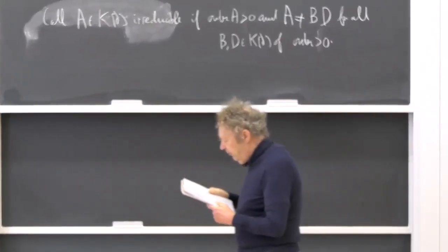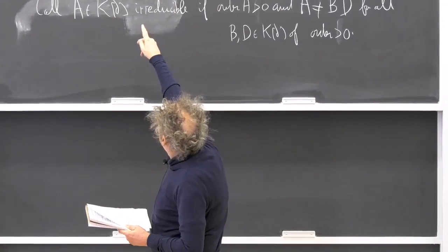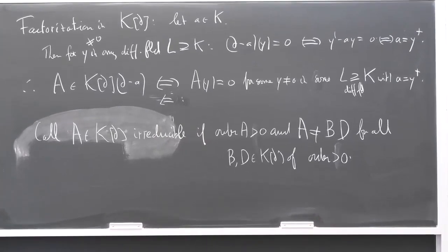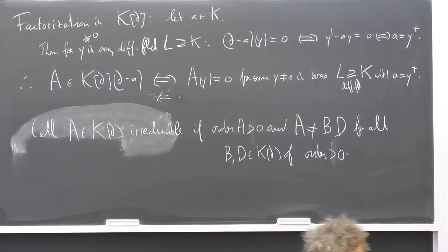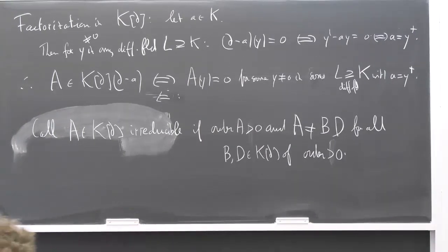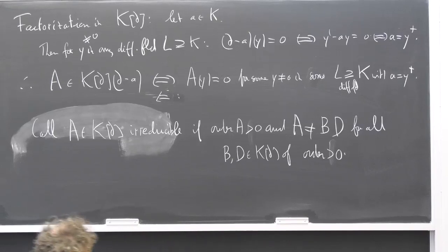Okay, and of course, delta minus A is obviously irreducible. Of course, you use the fact that the order of AB is always the order of A plus the order of B. It's just like degrees. It just behaves like the degree of a polynomial.